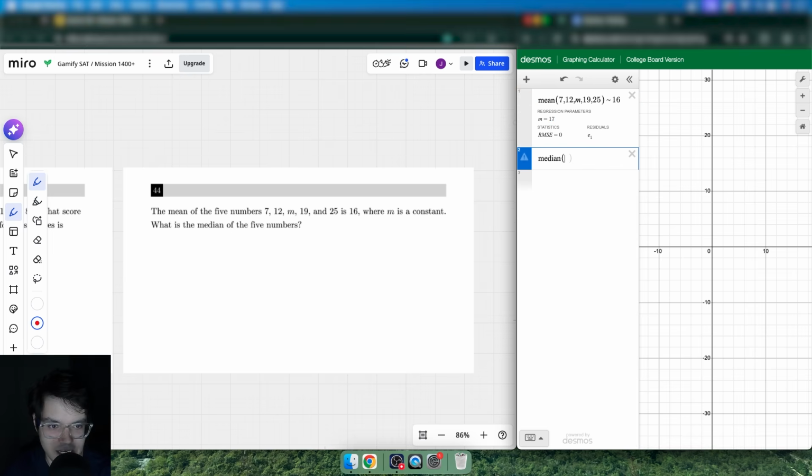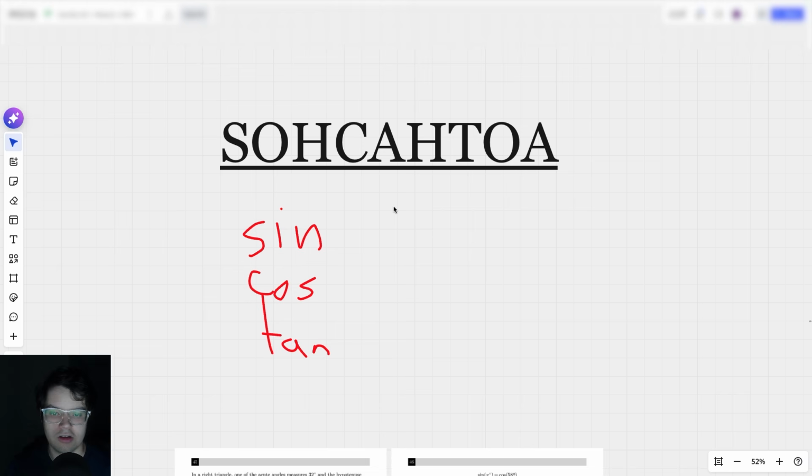I could just say the same thing, median 7, 12, and now we have m saved, so we can say that, 19, 25. So 17. Yeah, it would be the exact same thing as the other one before. Okay, on to SOHCAHTOA now.